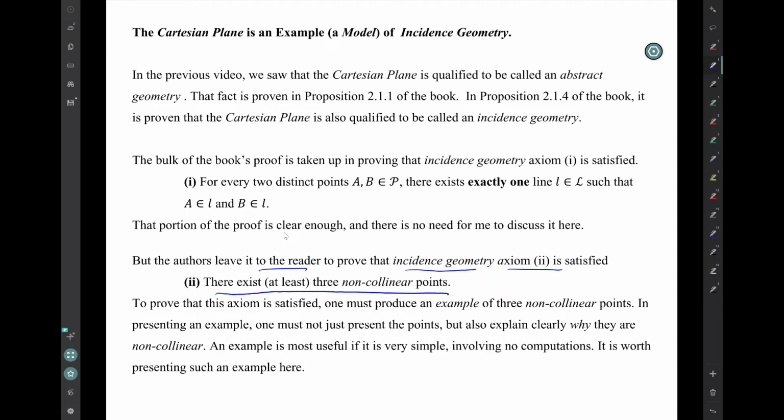Well, to prove that this axiom is satisfied, you just simply have to produce an example of a set of three non-collinear points. But keep in mind that in presenting an example, you have to not just present the points, but also explain clearly why they're non-collinear. And an example is most useful if it's very simple and involves no computations. So I think it's worth presenting a simple example here so you can see what I mean by that, how simple it should be.